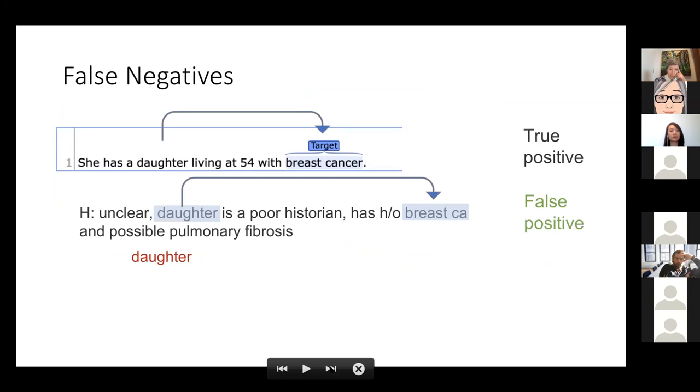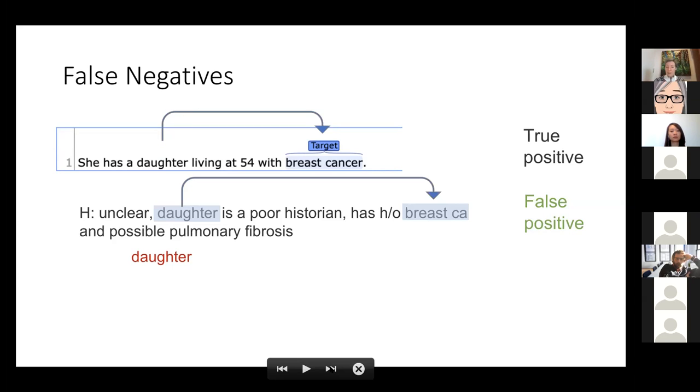But look, here's another case that pops up. It says H, which I'm assuming means history. Unclear. Daughter is a poor historian, has history of breast cancer, and possible pulmonary fibrosis. Okay, so my algorithm said that the daughter has scope over breast cancer, and so daughter is a modifier for breast cancer. But in reality, it's probably saying the patient has history of breast cancer, but the daughter is a poor historian. And so now I created a new false positive.